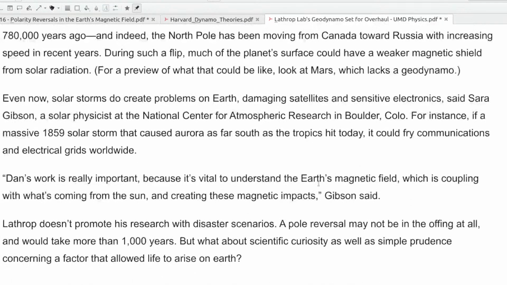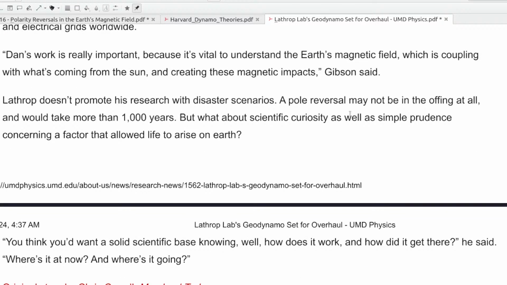Even now, solar storms do create problems on Earth, damaging satellites and sensitive electronics, said Sarah Gibson, a solar physicist at the National Center for Atmospheric Research in Boulder, Colorado. For instance, if a massive 1859 solar storm that caused aurora as far south as the tropics hit today, it could fry communications and electrical grids worldwide. Dan's work is really important because it's vital to understand the Earth's magnetic field, which is coupling with what's coming from the sun and creating these magnetic impacts, Gibson said.